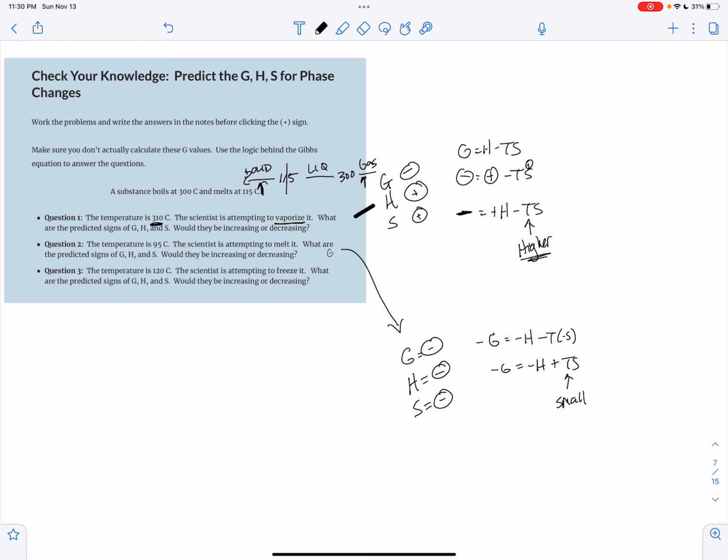And then if we are looking right here, now this says the temperature is 120. And so now for the third question, we're right there, and they're attempting to freeze it. And so we are above the freezing point, so it's probably not going to work. So that's going to be a positive G. And then for the process of freezing, you have to lose energy, and your molecules are going to be becoming more ordered. So that's negative. So let's see.